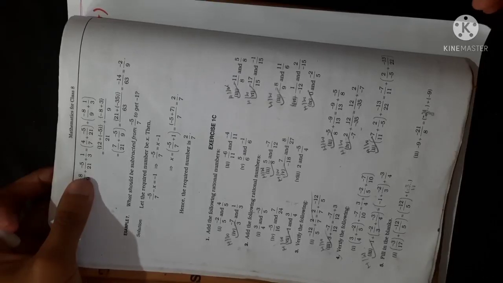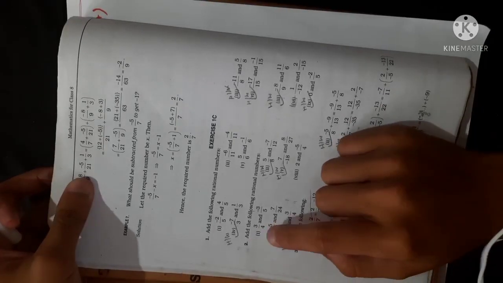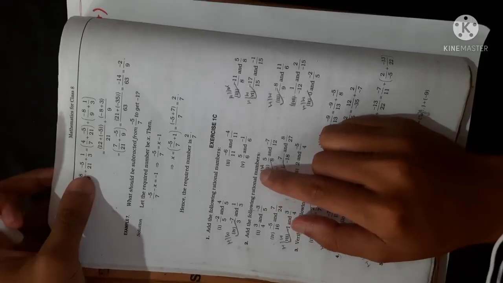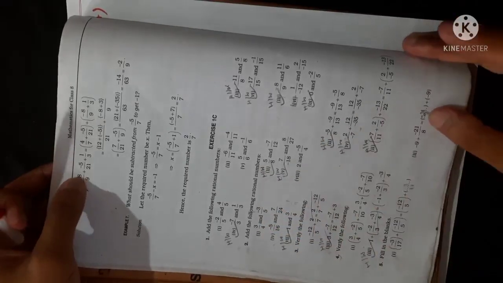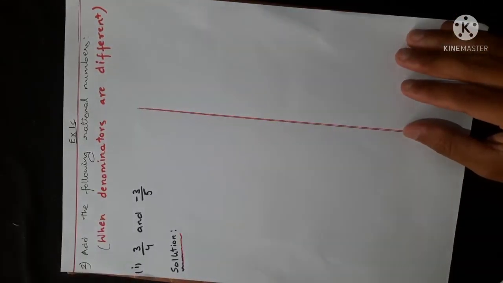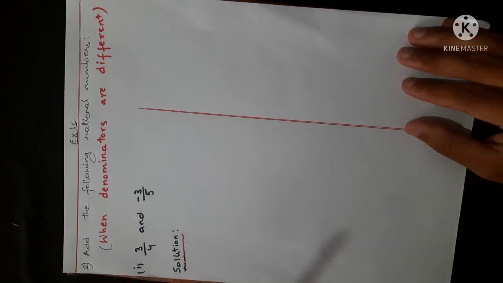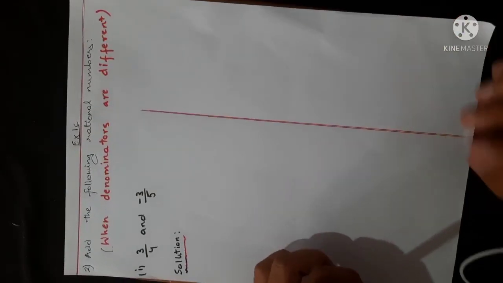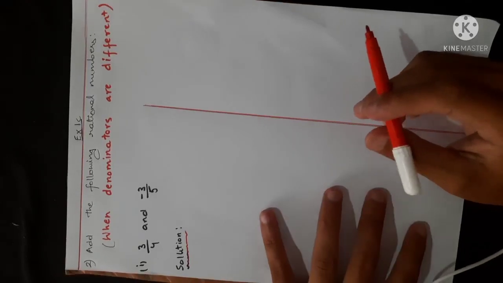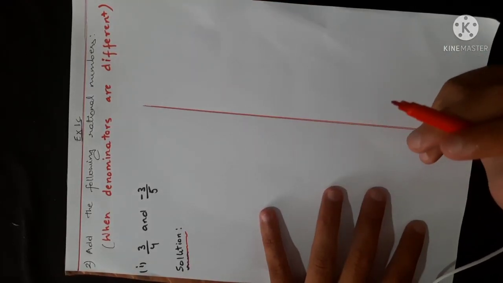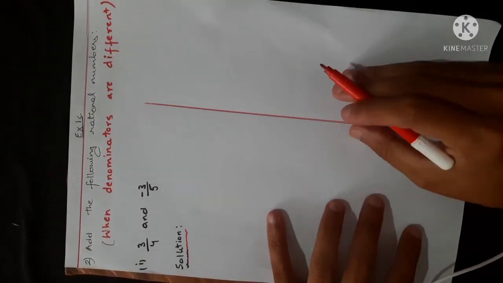Next question is question number 2.1. Add the following rational numbers: 3 by 4 and minus 3 by 5. So here we have question number 2.1, 3 by 4 and minus 3 by 5. So first of all, what do we do? We look at the denominator.